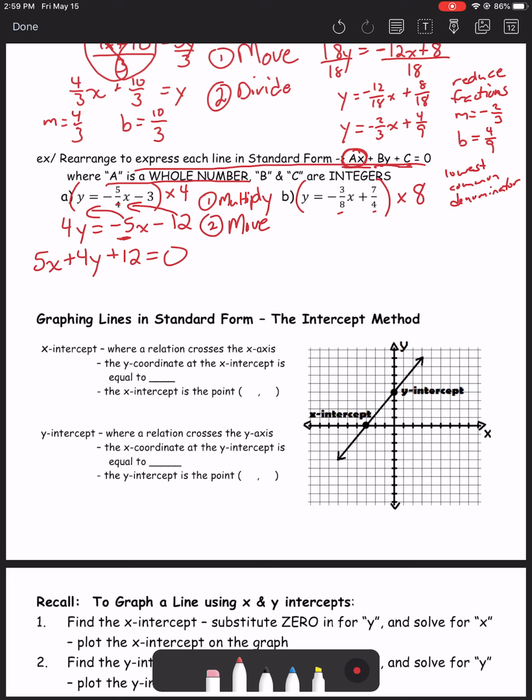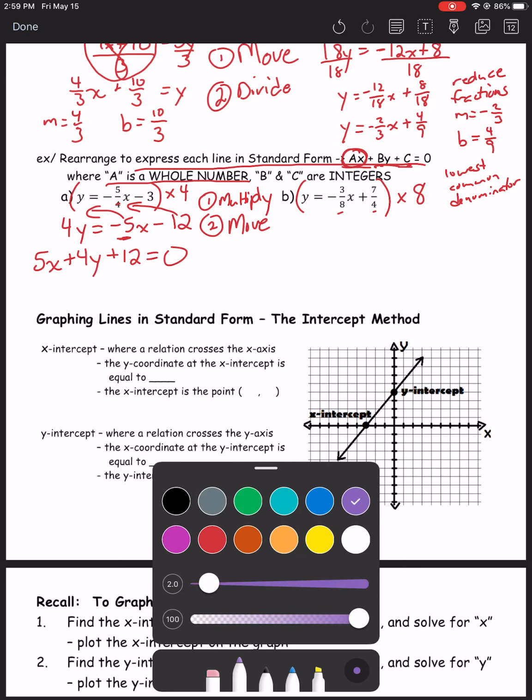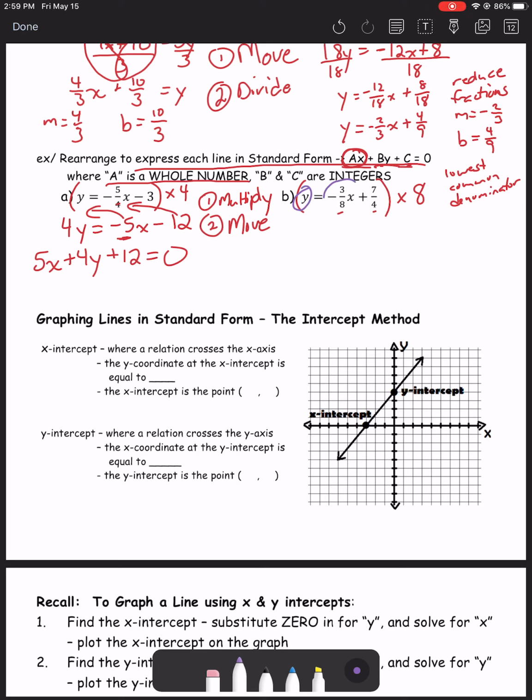So every term here, let me just do this. This term has to be multiplied by 8. This term needs to be multiplied by 8. And this term needs to be multiplied by 8. So y times 8, that gives us 8y. And then negative 3/8 x times 8. The 8 will cancel, and that gives you a negative 3x. And then 7/4 times 8, the 4 and the 8 will cancel, and I'm just going to show that here because it's the last multiplying that I have to do. The 4 and the 8 cancel, that gives you a 2 there, and so then that is plus 14.